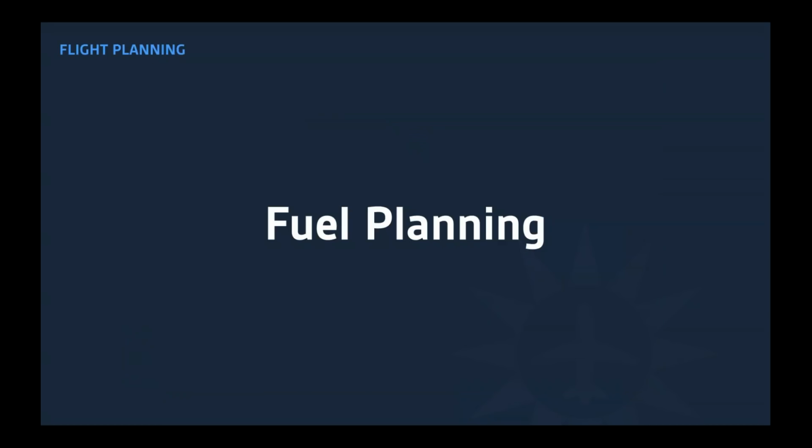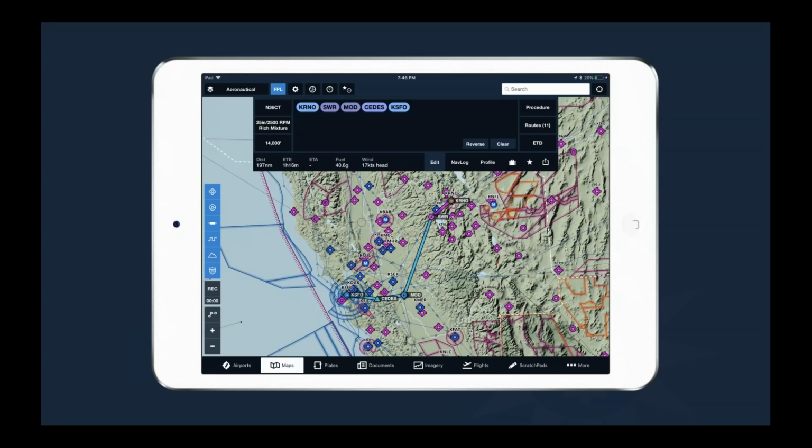The next feature I'd like to talk about is fuel planning. We do fuel planning in ForeFlight on the flights view. That's the same place we can get weather briefings, nav logs, file flight plans. Before we move into the flights view, which again is this little button right here, I just want to highlight that you can always send a flight from the maps view to the flights view.